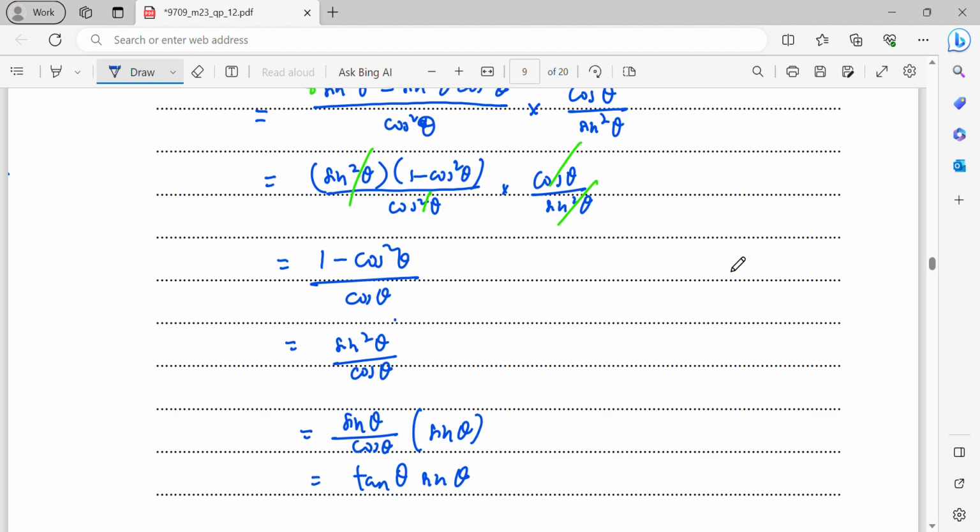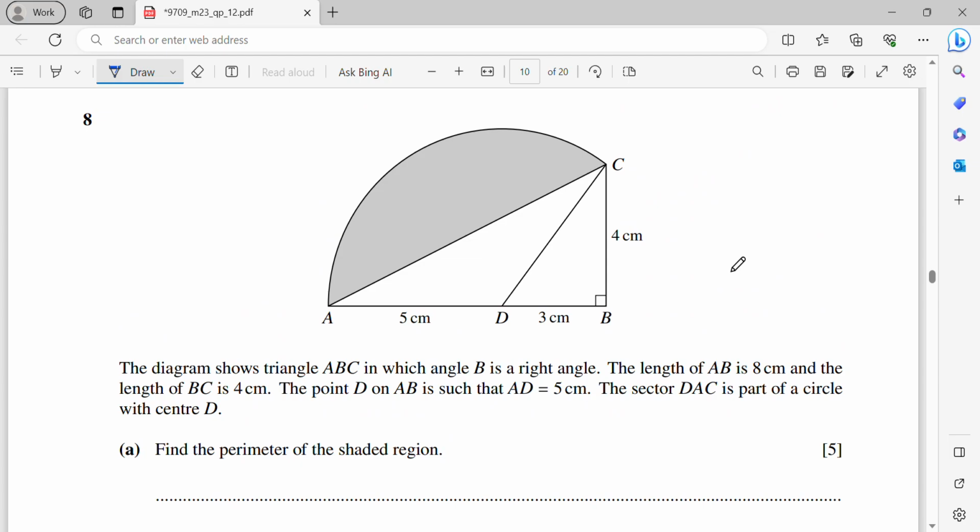Okay, so now let's move on to the next question, number 8. Now the diagram shows triangle ABC in which angle B is right angle. So here is the right angle. Now the length AB is 8 centimeters. So here is 8 centimeters. And then the length BC is 4. So it's given 4 here. Now the point D is on AB such that AD is 5. So here is the 5. And therefore the DB will be 3 because the length of AB is 8.